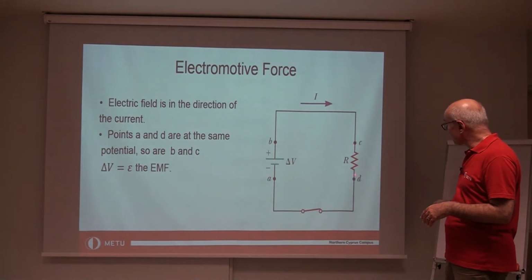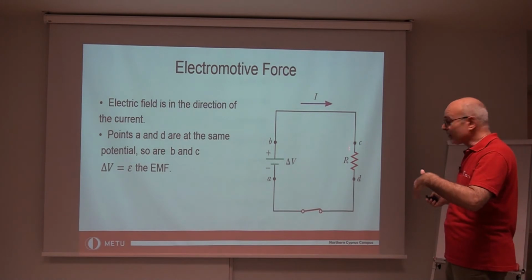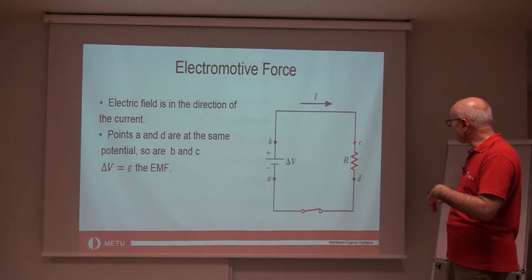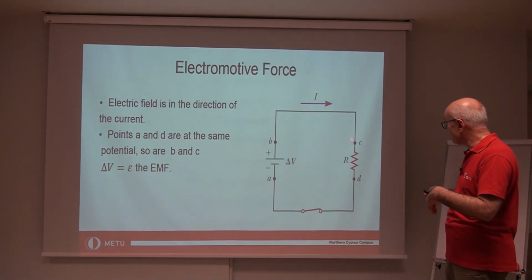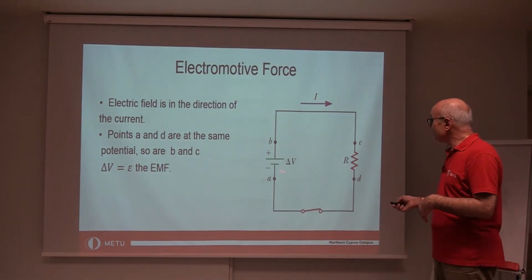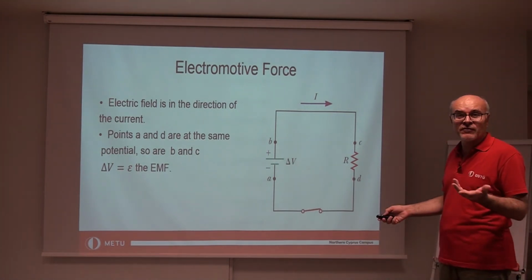Note that point C is at higher potential than point D, because the electric field is in this direction, and there is a potential drop as you go along the electric field. So this point is at higher potential than this. The potential drops as you go from C to D. So delta V is just what we call E, the electromotive force.